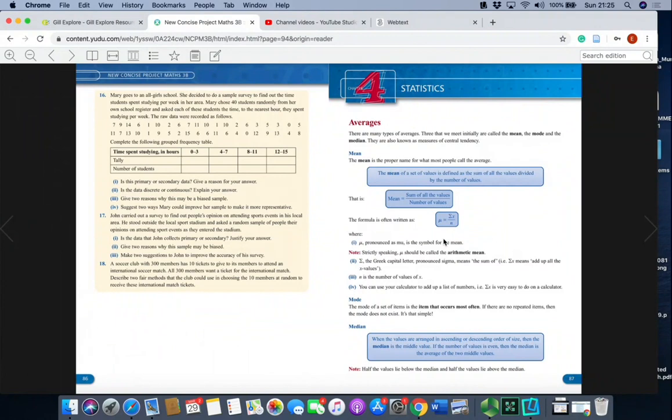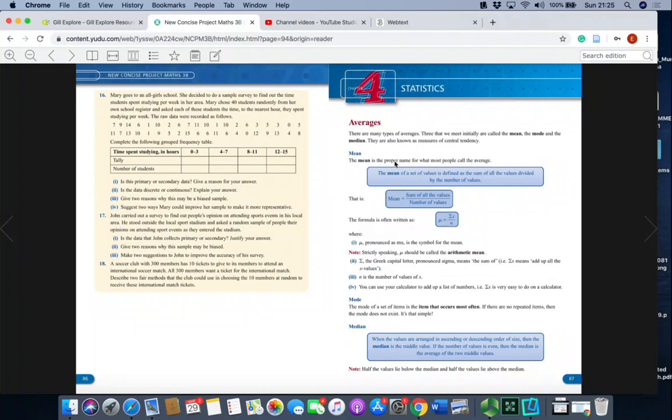So this follows on from the first video where we looked at collecting data, and now we're going to look at statistics. So what will we do with all that data we collected? I showed you the data handling cycle, so at this stage we have the data collected, and this is part of the analysis of the data.